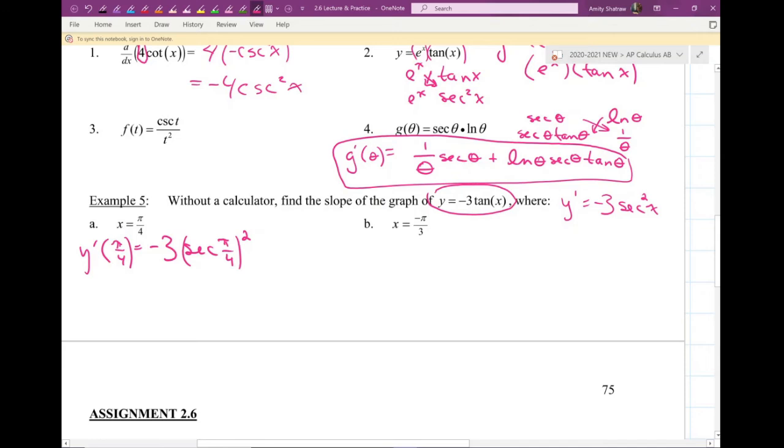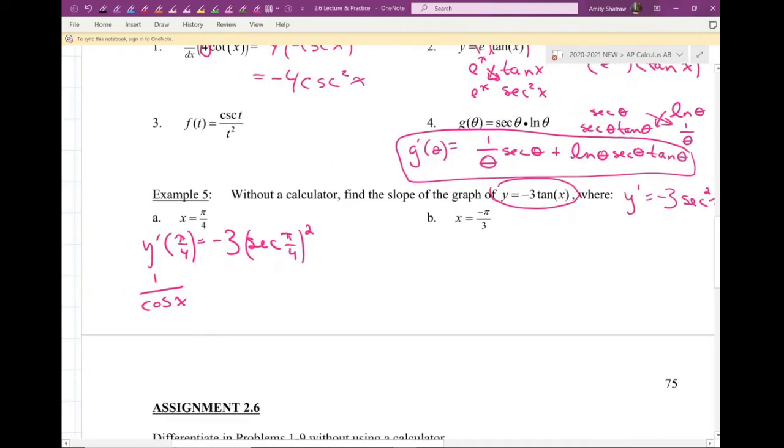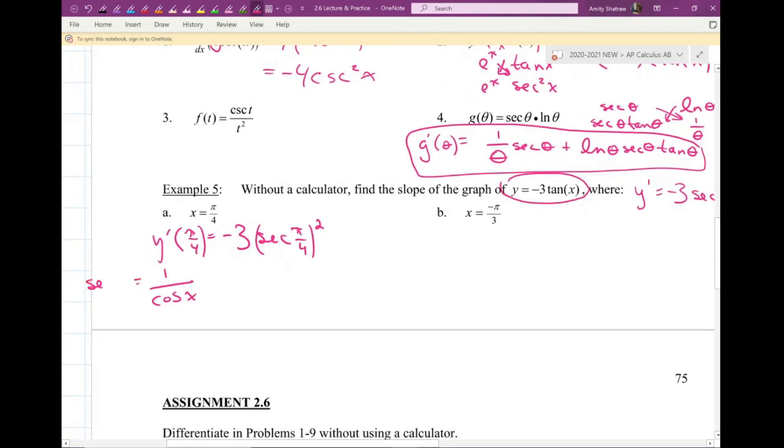Secant is the same thing as 1 over cosine, right? So that we've just been exploring that. So this function, I want to know what cosine of pi over 4 is. And do you have that memorized? That one's actually pretty easy. Pi over 4 is that 45-degree angle. That's going to be the square root of 2 over 2.